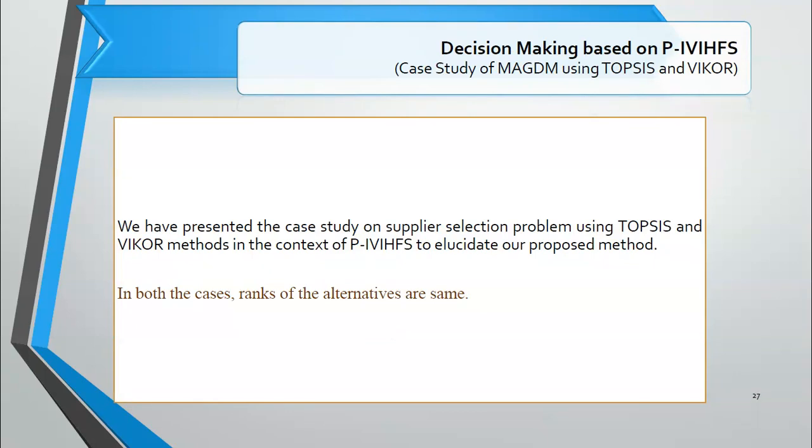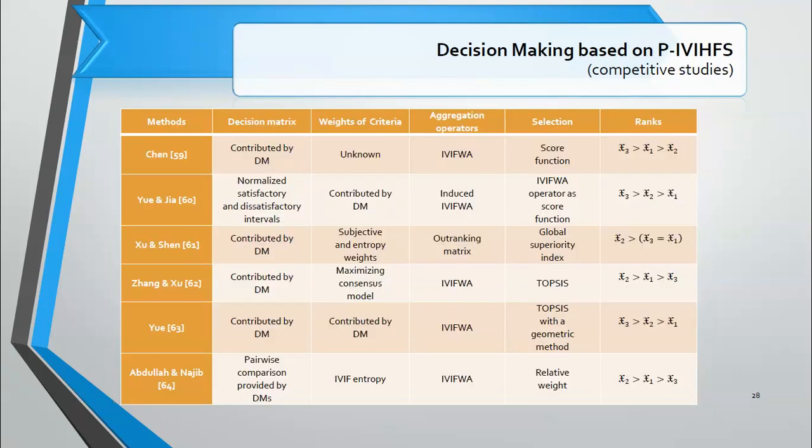Now for the case study, we consider the supplier selection problem. And we see that both methods, VIKOR as well as TOPSIS, give the same results, or that the rank of the alternatives is the same using both methods. Here we presented some comparative studies, comparing some previously used methods with our proposed methods TOPSIS and VIKOR.